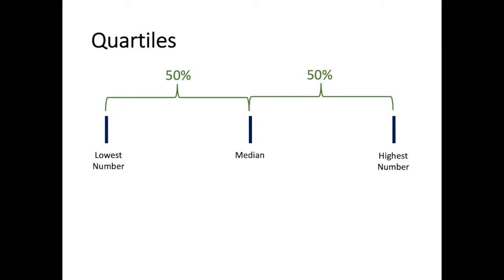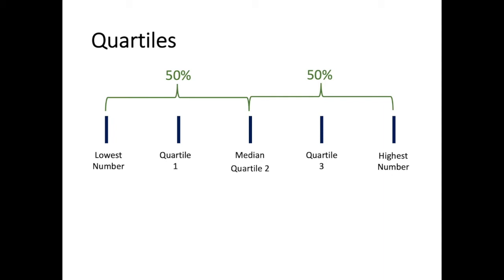Once I've split it into half, I can then go ahead and split each half into halves again. So between the lowest number and the median, I'm going to have my first quartile, and between the median and my highest number, I'm going to have my third quartile. So now I've got my lowest number, quartile 1, median, quartile 3, and highest number. And in between each of those is going to be 25% of our data, or a quarter of our data.